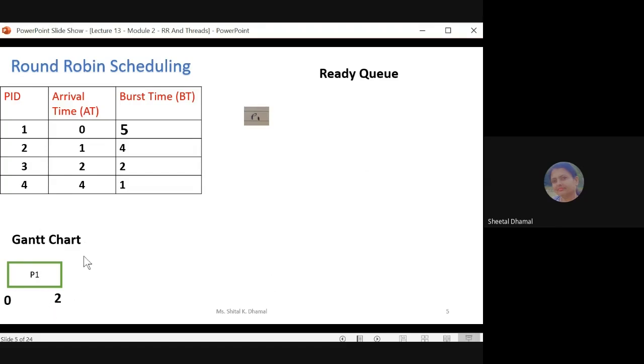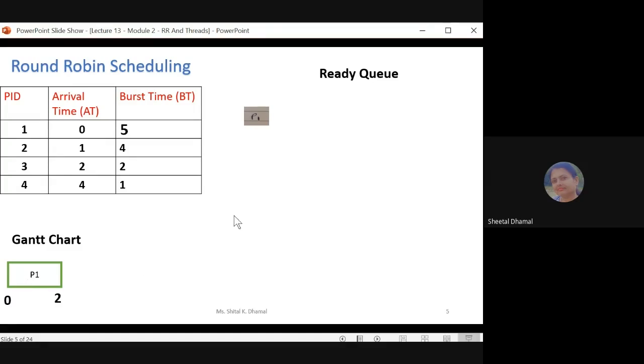When process P1 was executing, you have to check whether any process arrived in the ready queue. You can observe that while process P1 was executing, process P2 arrived at 1 time unit, and at 2 time units process P3 arrived in the ready queue. So P2 and P3, two processes, arrived in the ready queue while process P1 was doing its job.